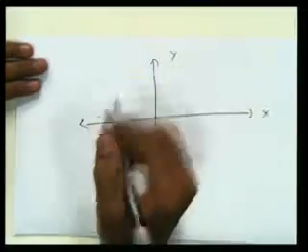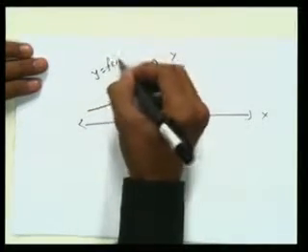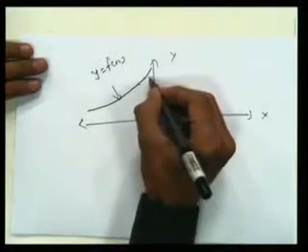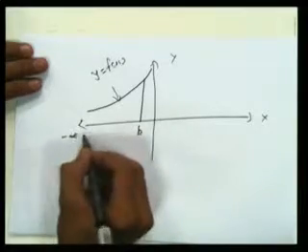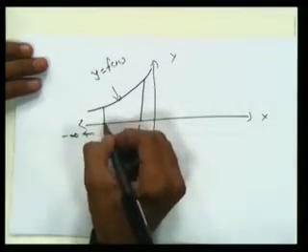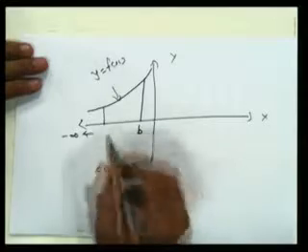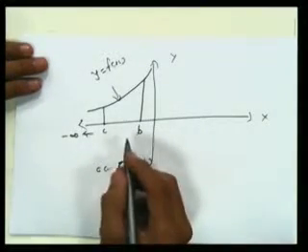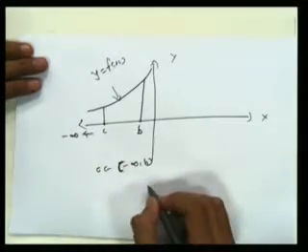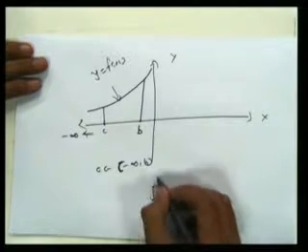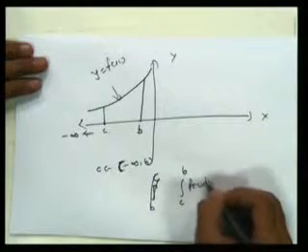Suppose this is the xy coordinate system, and let this be a graph of the function y is equal to f of x. Let this point b be somewhere here, and we know that in this direction there will be minus infinity. Again choose any point c in between minus infinity and b. Let c be somewhere here. Now we take the integration over this interval c to b, that is integration from c to b of f of x dx.